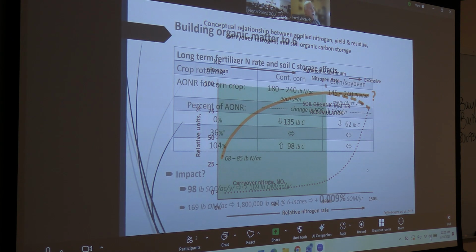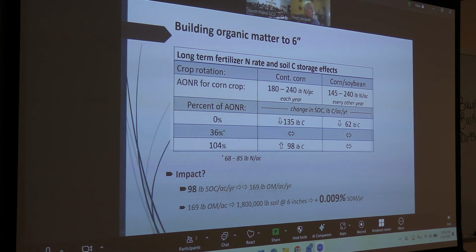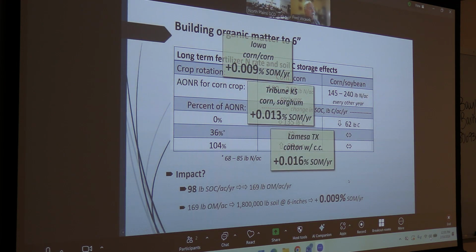So take a look, and these are the numbers I ran. Ignore all this, but down here, across the board, we averaged 9 1/1000ths of a percent increase in that soil organic matter each year. And we start comparing that. I compare Iowa to western Kansas to western Texas, and they're surprisingly similar. I was very surprised by that.